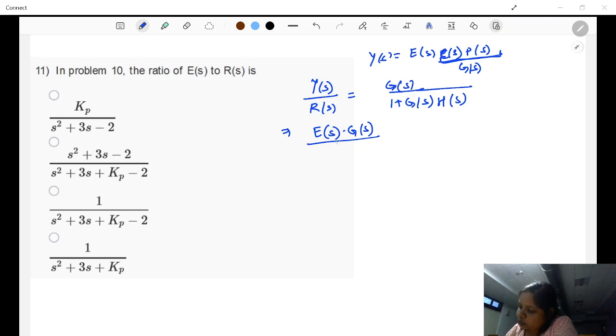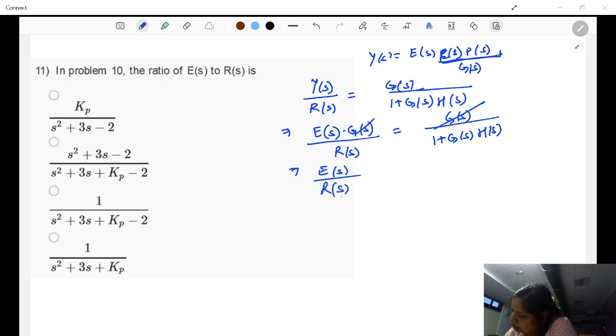That is why I've written Y(s) to be E(s) into G(s) upon R(s) is G(s) upon 1 plus G(s)H(s). Cancel out G(s) terms. What you'll get? E(s) upon R(s) is equal to 1 upon 1 plus G(s)H(s). So the question is asking everything about this thing only. What you're supposed to find out?